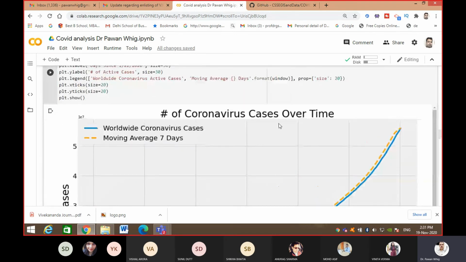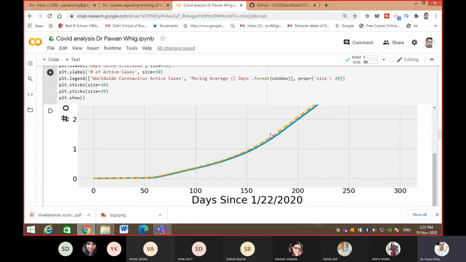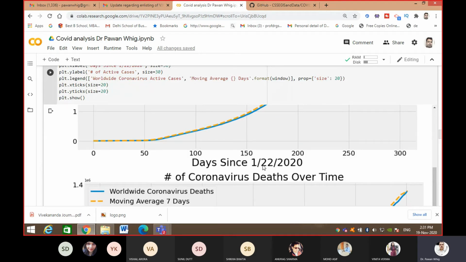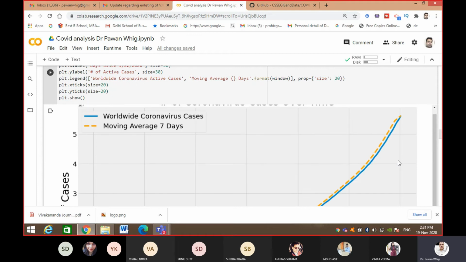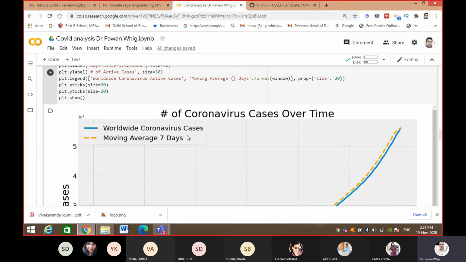This is the data set of the coronavirus cases over time, since 22nd January, that is the date, 1st January 2020, when it came to be known that coronavirus was going to spread across the countries. From that date to today's date, 17th of November, you can see the worldwide coronavirus cases here, and with the 7 days moving average also.